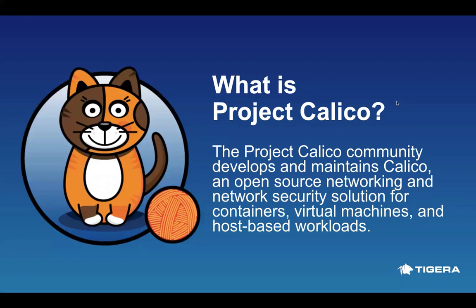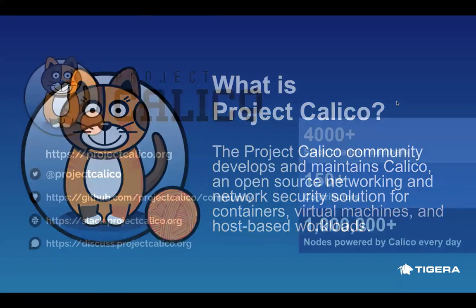So most of you are probably familiar with Project Calico. I'm assuming so, since we at Tigera are the creators and maintainers of Project Calico. It is a community of developers and operators that maintain and develop Project Calico, which is an open source networking and network security solution for containers, virtual machines, and host-based workloads. So we provide the network connectivity and network security for the majority of the Kubernetes clusters that are out there on the internet. It's an open source project.